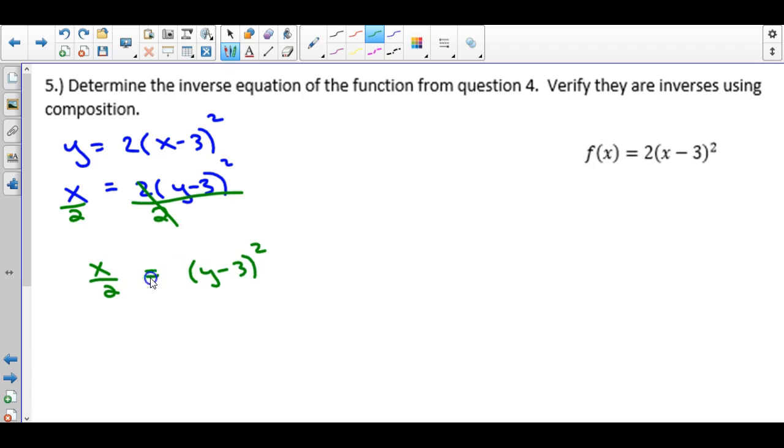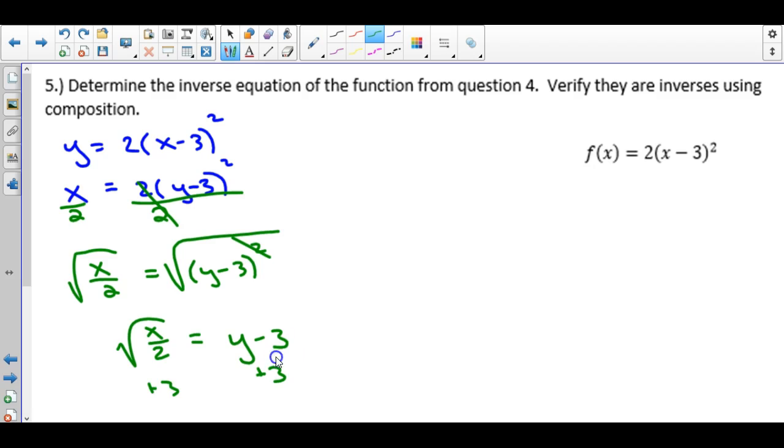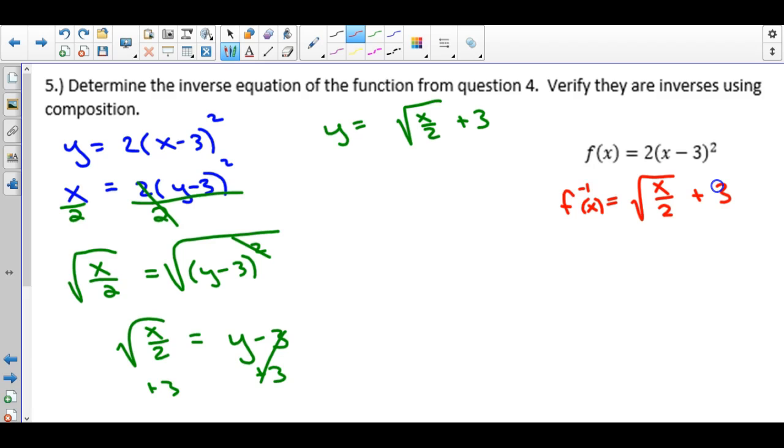This is where the inverse function really comes in for the parent function. The square and the square root are inverses of each other. So now what I have is the square root of x over 2 equals y minus 3. I have one more step before isolating y: I'm going to add 3 to both sides. So I end up with y equals the square root of x over 2, plus 3. The last step is to write it as f inverse of x equals instead of y equals. So these are the functions that are inverses of each other.